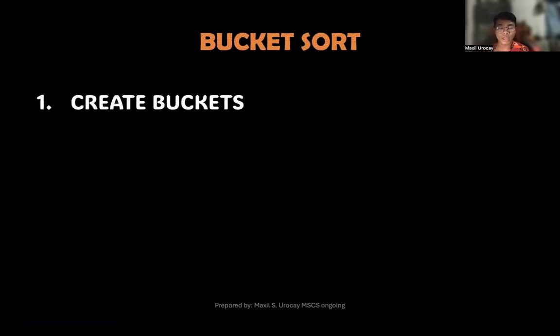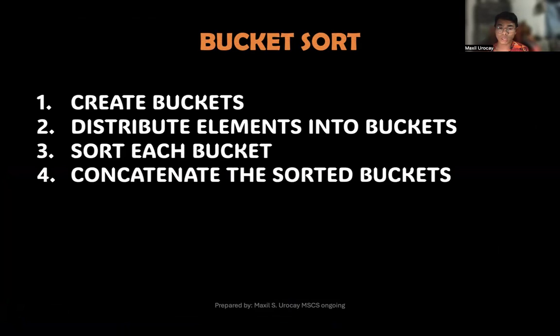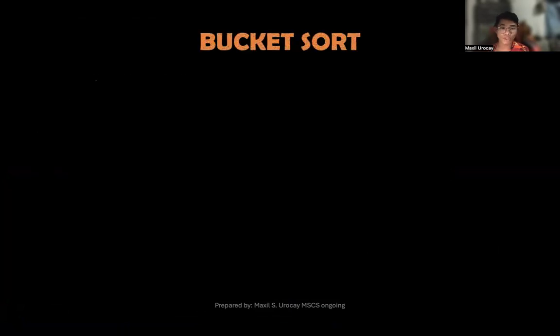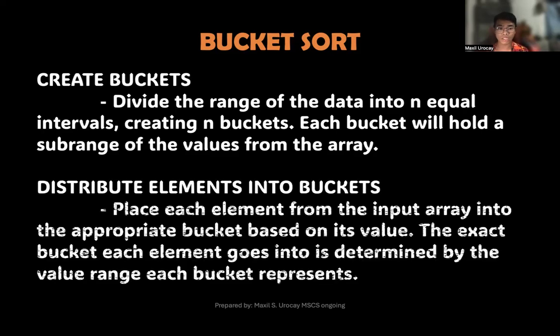So of course, here we create buckets, distribute elements into the buckets, sort each bucket, then concatenate the sorted buckets as well. For creating the buckets, you have to divide the range of the data into equal intervals, creating n buckets. Each bucket will hold a sub-range of the values from the array. Then distribute elements into the buckets. Place each element from the input array into the appropriate bucket based on its value. The exact bucket each element goes into is determined by the value range each bucket represents. For example, 0 to 10, 11 to 20, something like that.